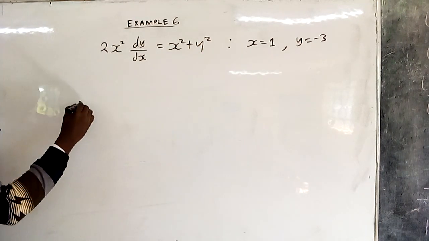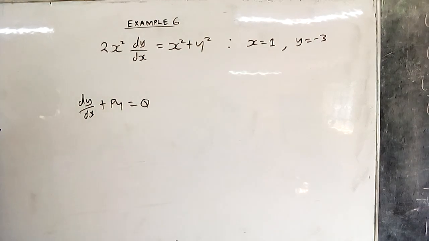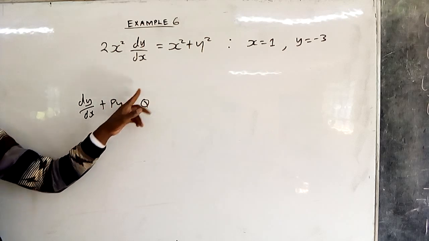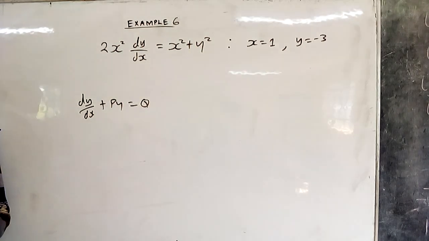dy over dx plus py is equal to something, meaning the power of y must be 1. But here the power of y is 2. So it is not linear. You go to the third method, homogeneous. Homogeneous is the last thing to check. Are you seeing that?